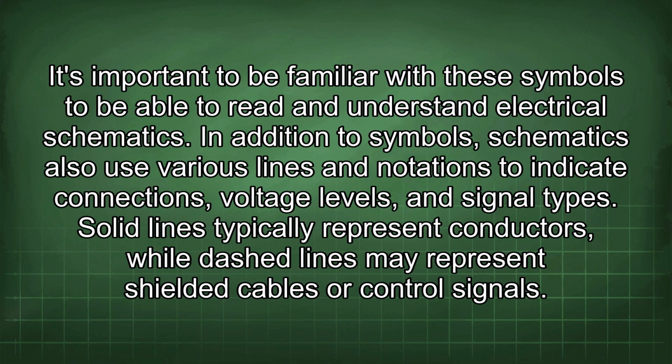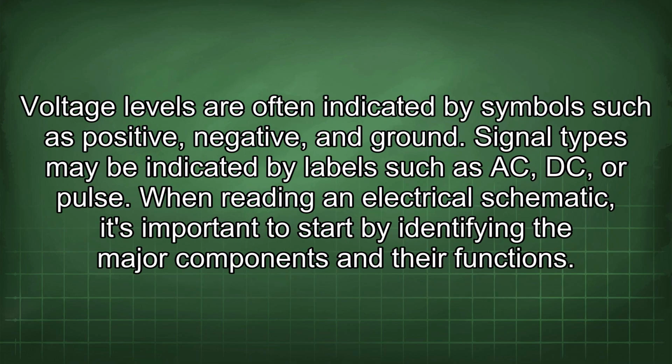Solid lines typically represent conductors, while dashed lines may represent shielded cables or control signals. Voltage levels are often indicated by symbols such as positive, negative, and ground. Signal types may be indicated by labels such as AC, DC, or pulse.